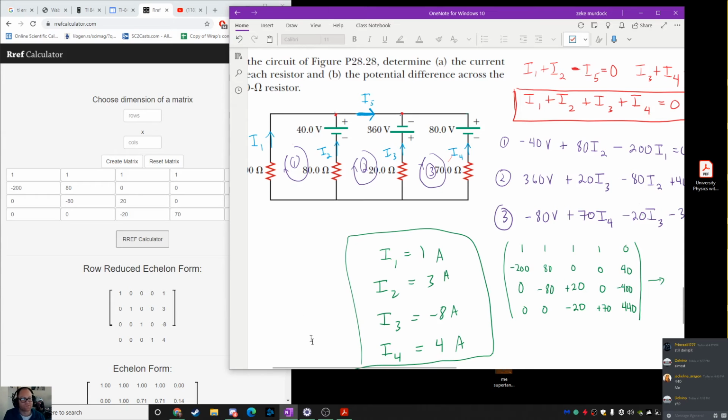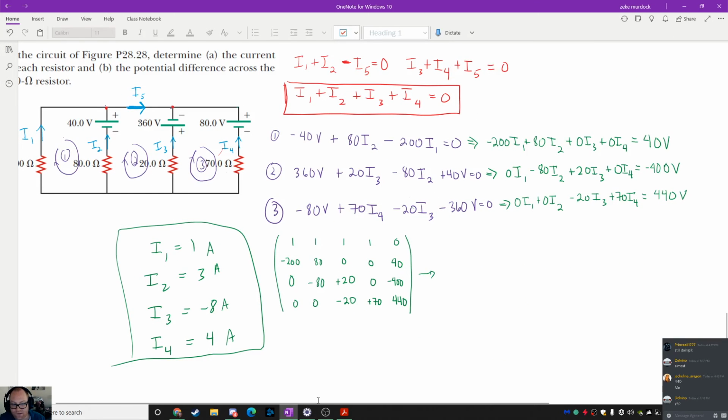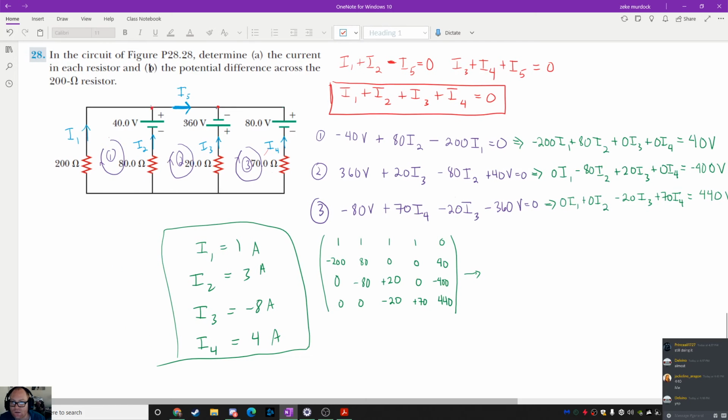There's one other question for this problem, and we'll answer that too. The other question was: find the potential difference across the 200 ohm resistor. That's pretty easy because the current there is I1, so delta V is just equal to I1, which is 1 amp, times 200 ohms, which is 200 volts.